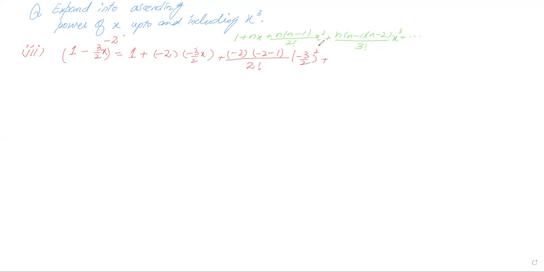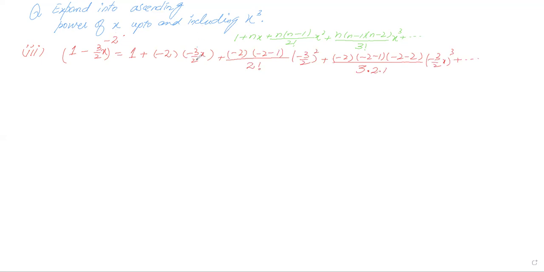Then the last term, because we have to expand up to x cube, minus 2 into minus 2 minus 1, then I have minus 2 minus 2, divided by 3 factorial, means 3 dot 2 dot 1, into minus 3 by 2x whole cube plus so on. Now we have to simplify with the help of the calculator.